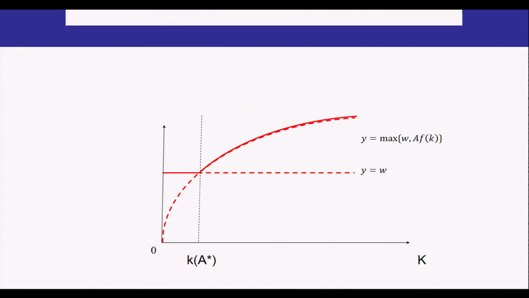So the world will look like this. The concave function is the production function in livestock rearing. The straight line is the wage. All the people to the left of A star will be in wage labor. All the people to the right will be in livestock rearing.